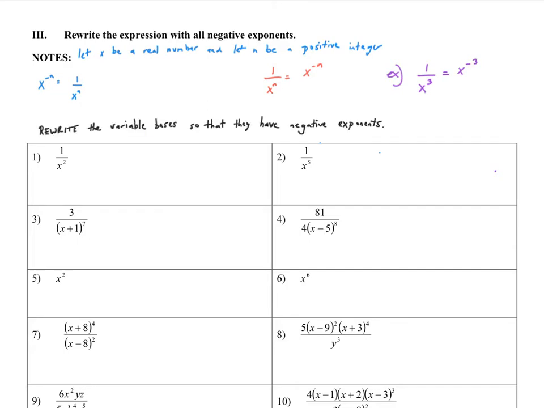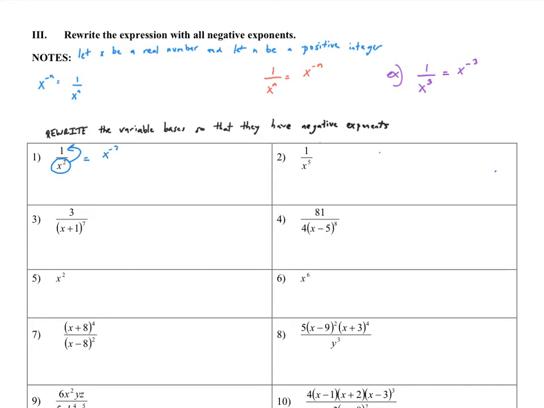For the directions in this section, we'll say to rewrite the variable bases so that they have negative exponents. And finally, we should remember our math tip. To write an expression with negative exponents, take something like x cubed in the denominator and move it into the numerator. Now make the exponent negative. So for number 1, it says 1 divided by x squared. X squared is in the denominator, so put it into the numerator and make the exponent negative. That's the same thing as x to the negative second power.